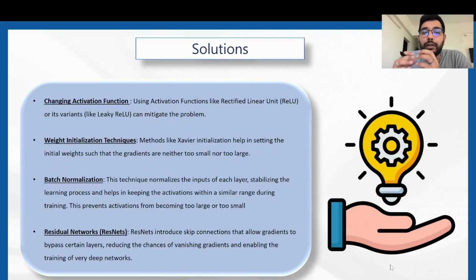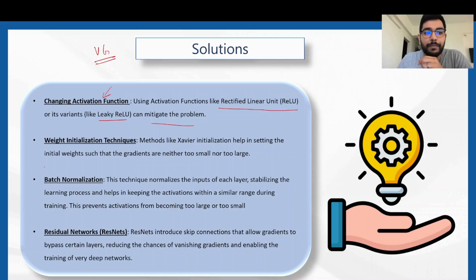Now coming to a few solutions on how to mitigate the problem of vanishing gradient. The first and the most prominent solution to this problem is changing the activation functions. As we saw in the causes, a few activation functions such as sigmoid or tan hyperbolic, due to very small values of gradient, create this particular problem of vanishing gradient. So changing the activation functions to functions such as rectified linear unit, that is ReLU, or variants of it, that is Leaky ReLU, can mitigate the problem of vanishing gradient. We'll be discussing the activation functions and the types of activation functions in depth in the upcoming videos.